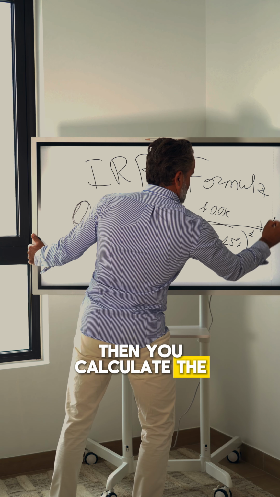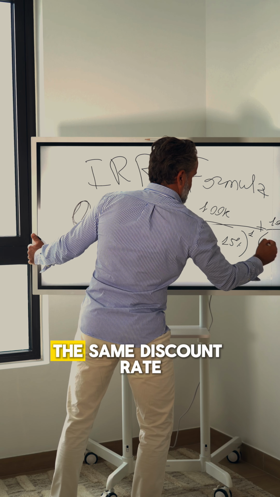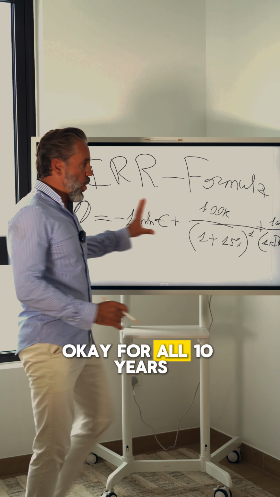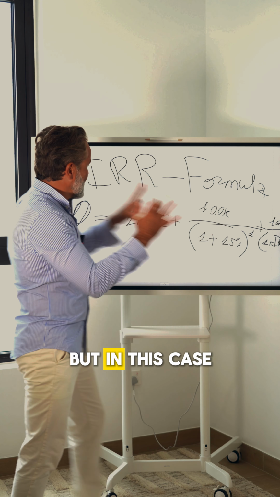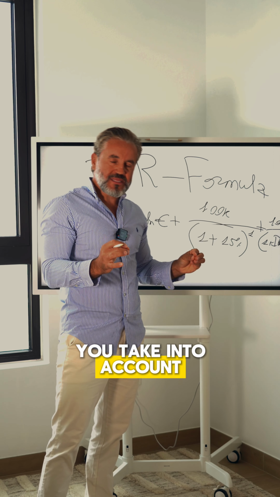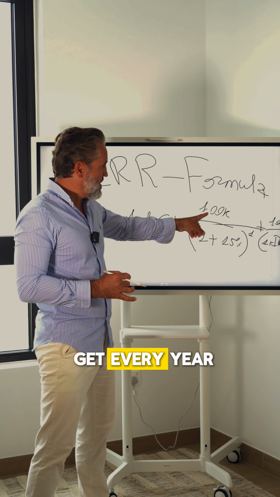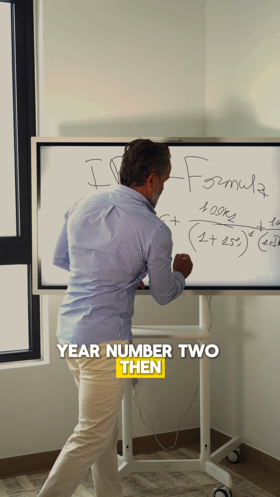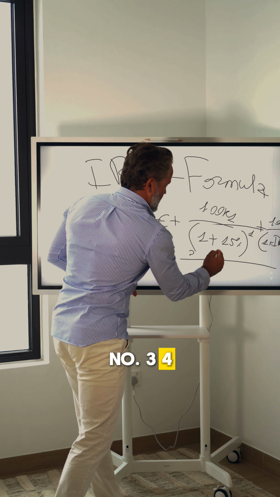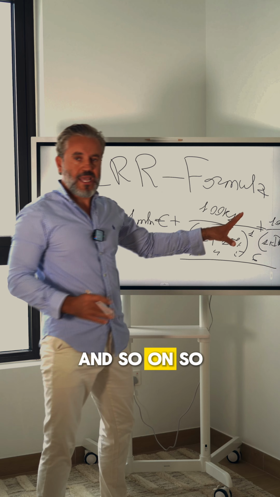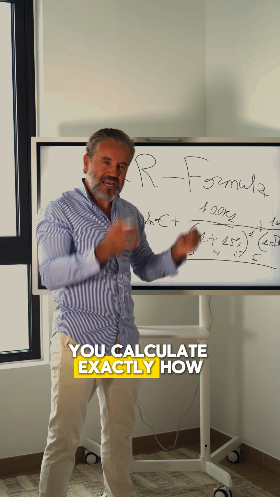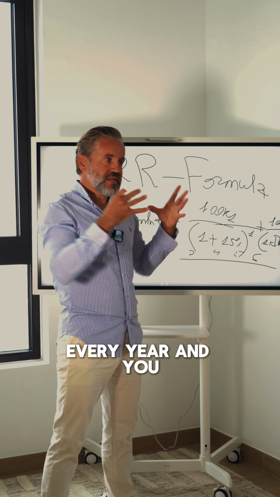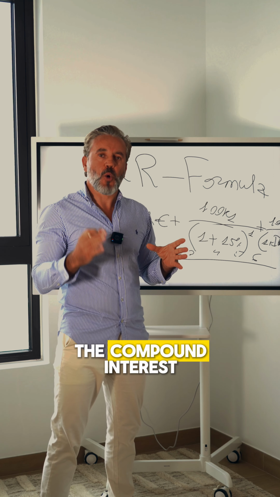Then you calculate the second cash flow with the same discount rate, okay, for all 10 years. But in this case, you take into account also the money you get every year. So period number 1, year number 1, year number 2, then you have year number 3, 4, 5, 6, and so on. So in this way, you calculate exactly how your money is working every year. And you also take into account the compound interest.